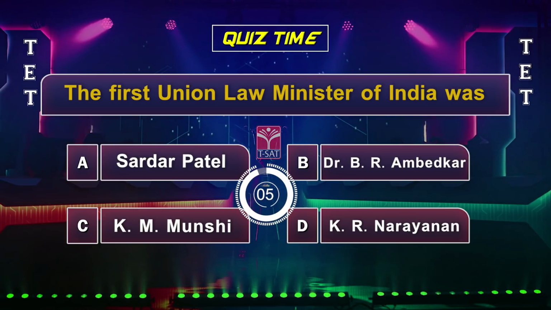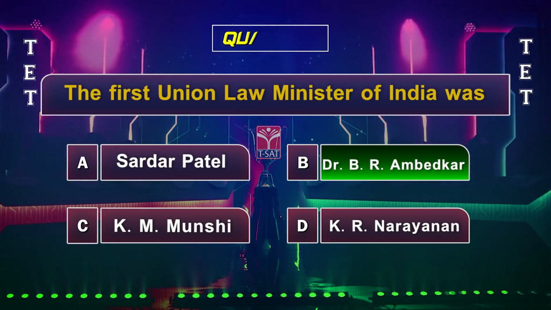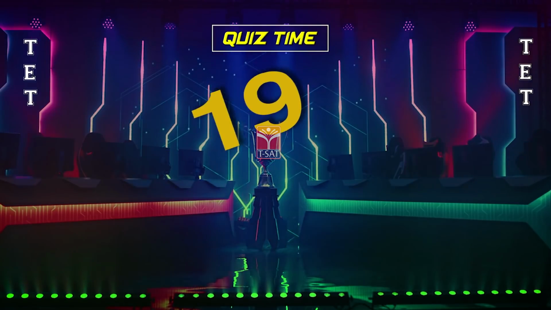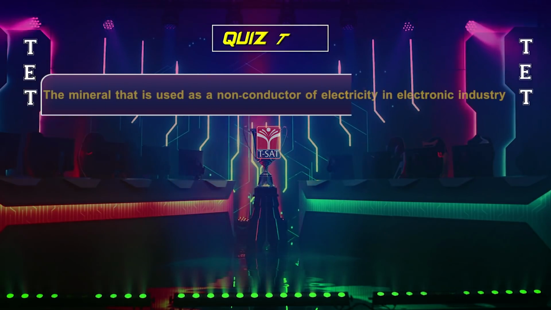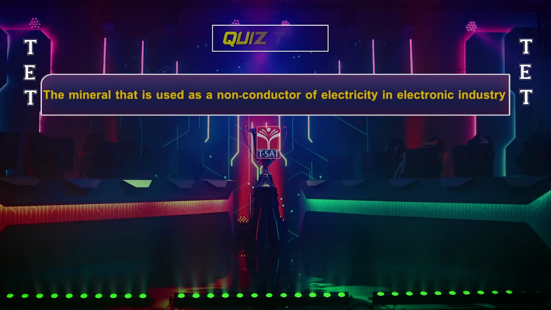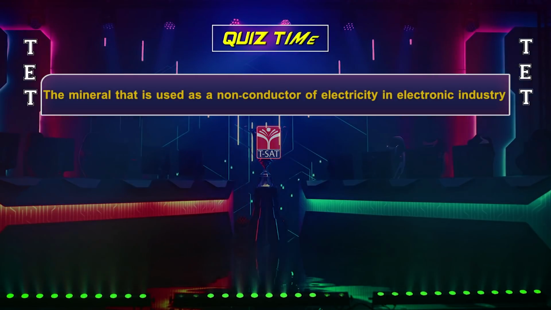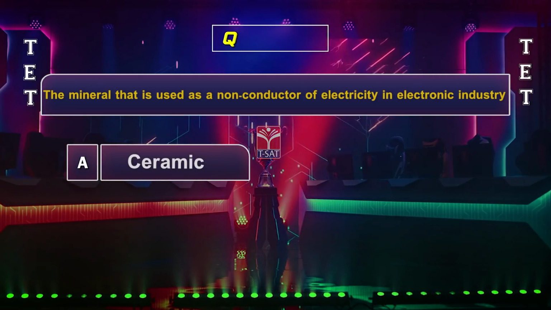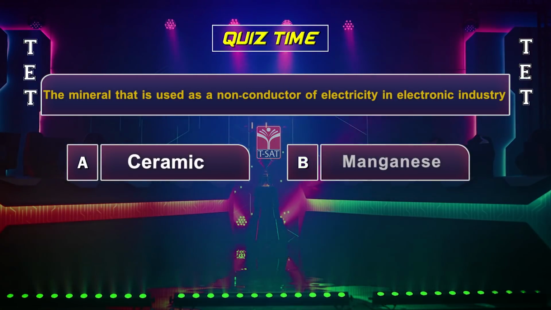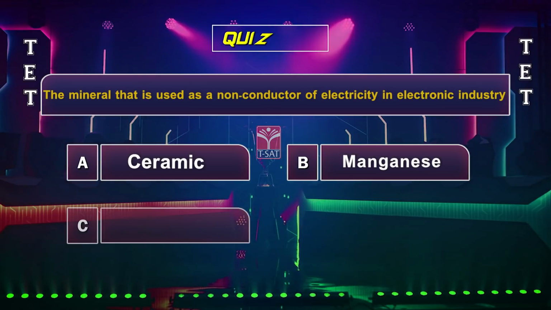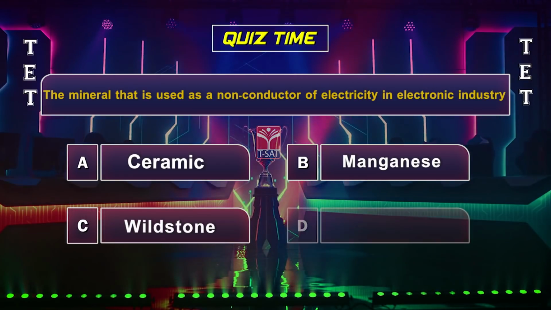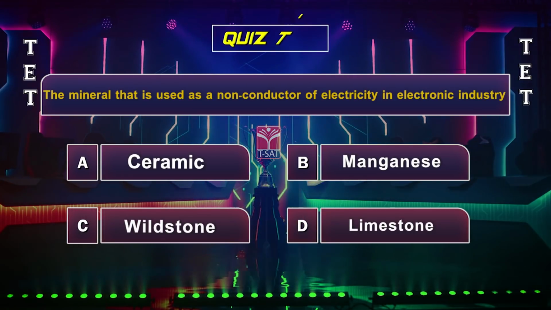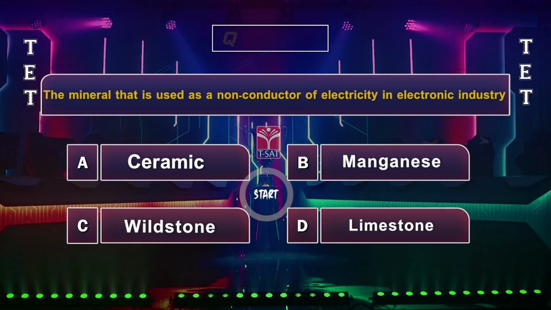The correct answer is option B, Dr. B.R. Ambedkar. 19th question. The mineral that is used as a non-conductor of electricity in electronic industry. Option A, ceramic. Option B, manganese. Option C, wildstone. Option D, limestone. Your time starts now.